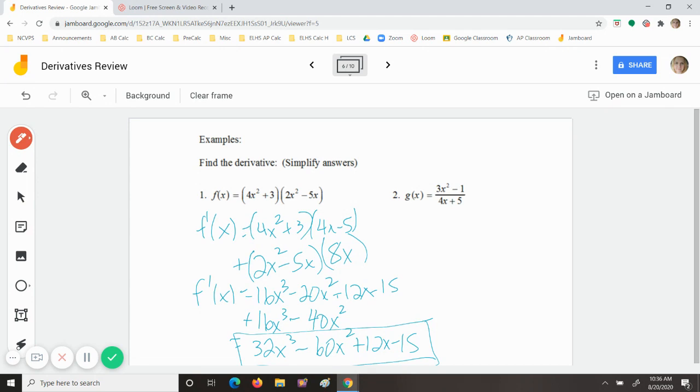For the next one, we're going to have to use the quotient rule. So let's get started here. Bottom times the derivative of the top. Derivative of 3x squared is 6x, minus the top times the derivative of the bottom. Derivative of 4x plus 5 is just going to be 4, all over the bottom squared.